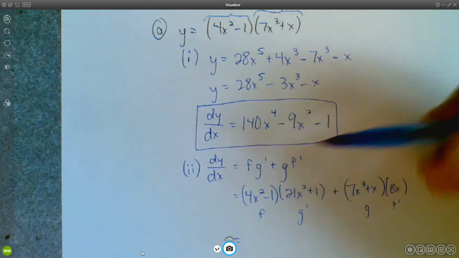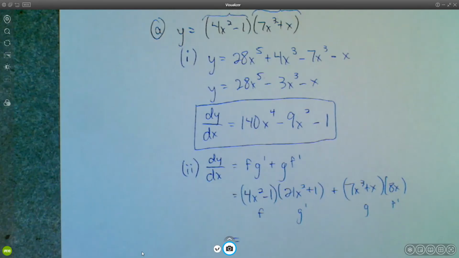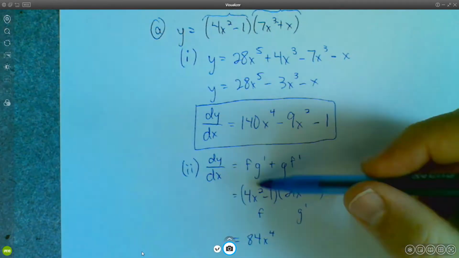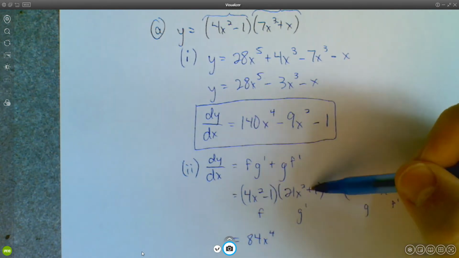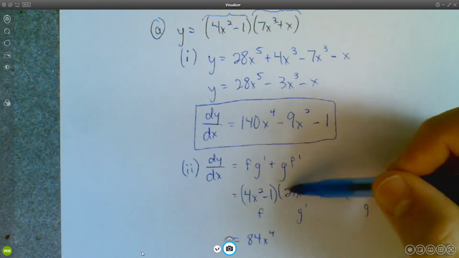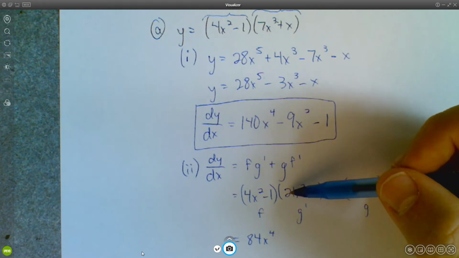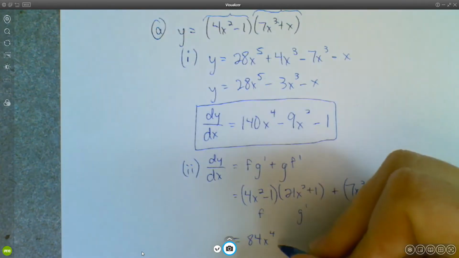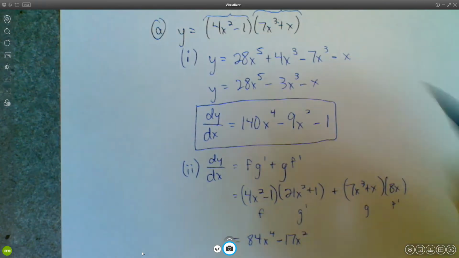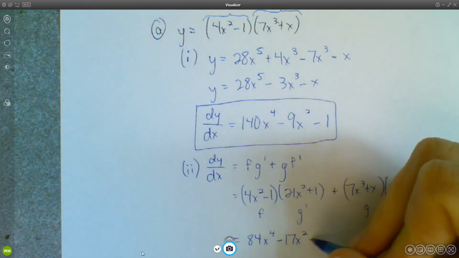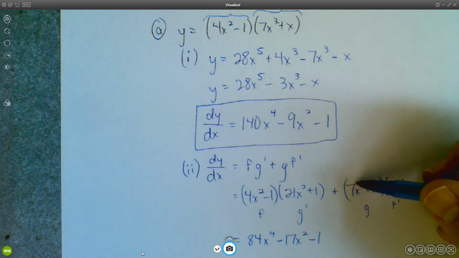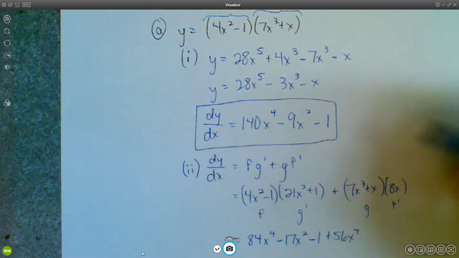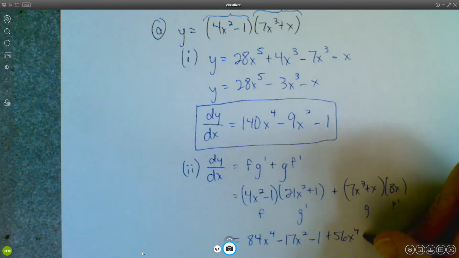So we can FOIL these now. 4 times 21, oh goodness, 84. So 84x to the 4th. And then plus a 4x squared minus a 21x squared. So 4 minus 21 is negative 17. Oh goodness, man. You're going to have to check my arithmetic. And then minus 1. Okay, and then over here we're going to have a 56x to the 4th. And then an 8x squared.